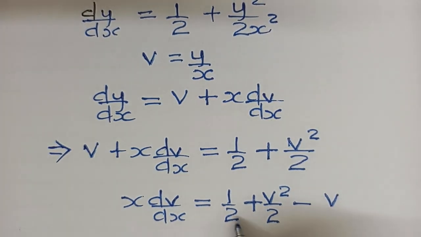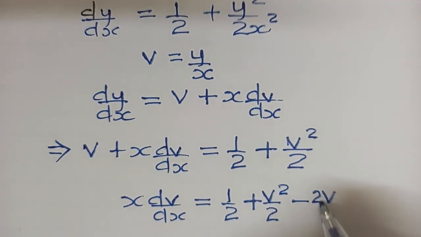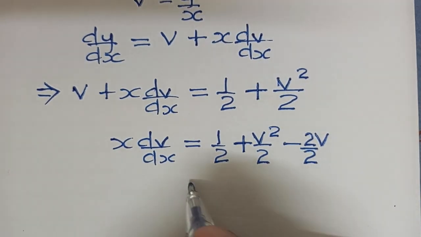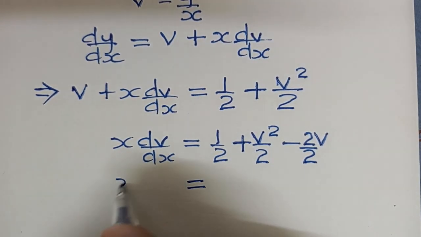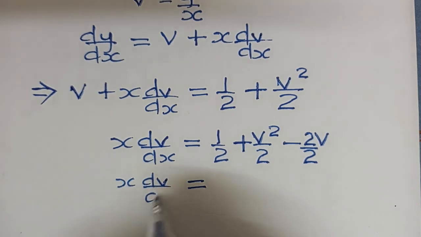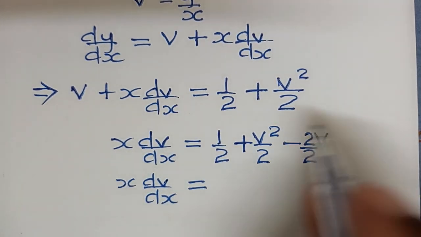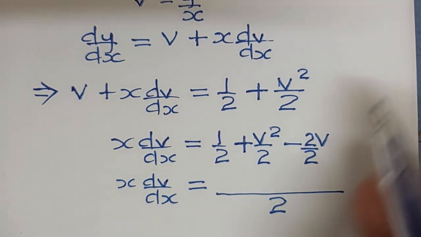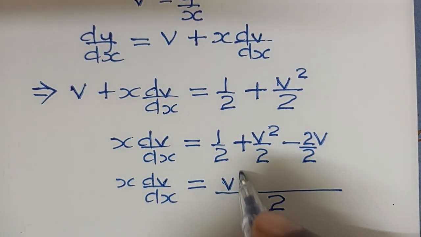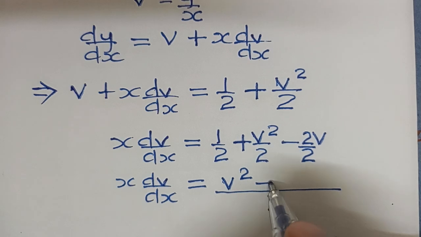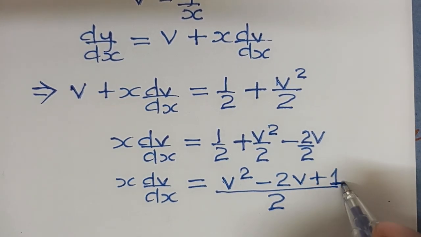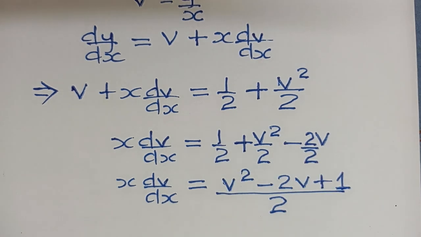We can put this v under the same denominator as the others, and so we can put 2 over 2. We have not changed anything. Therefore, we shall have x dv over dx equals, all this is going to be over 2, v squared minus 2v plus 1, which is still the same as whatever is up there.